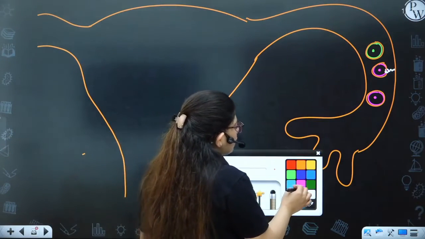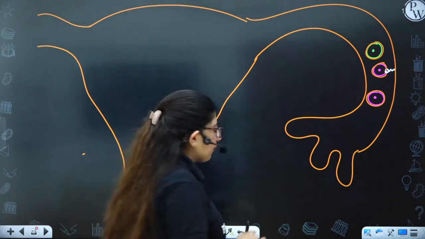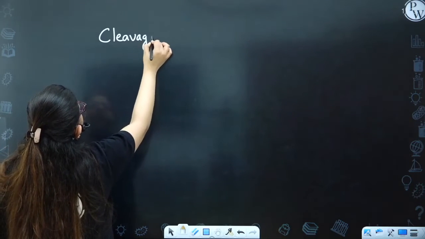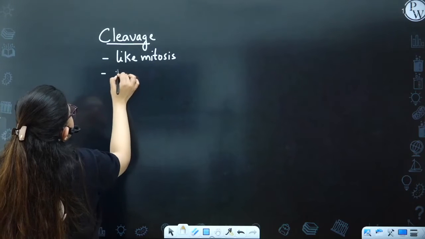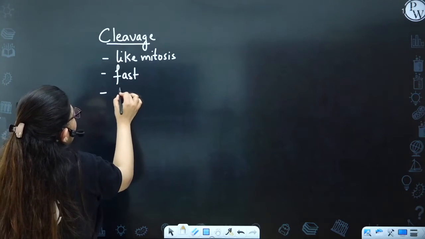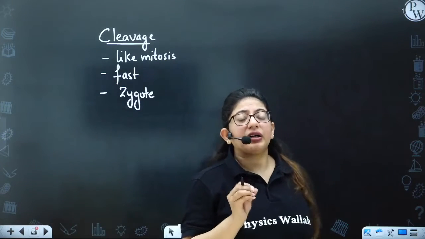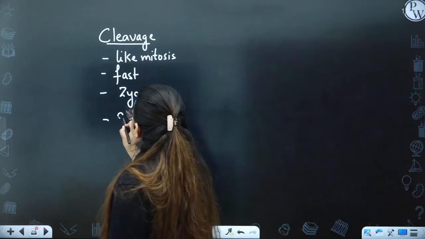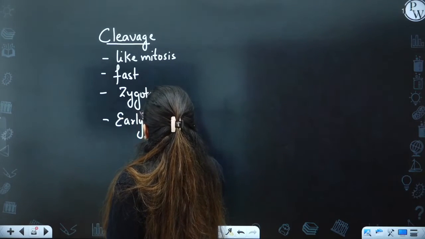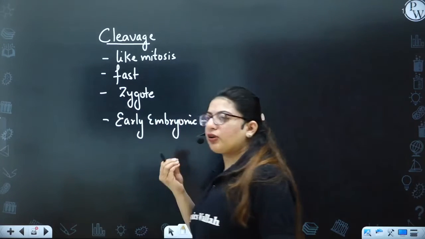So now the divisions will start, and these divisions are known as cleavage. Now what is cleavage? First of all, cleavage is like mitosis, not meiosis. But in comparison to mitosis, it is fast and it occurs in the zygote. Mitosis can occur in any cell, but cleavage only occurs in the zygote, and it forms the early embryo. It occurs only in early embryonic stages, from zygote to early embryo. Later on, the embryo does mitosis only.